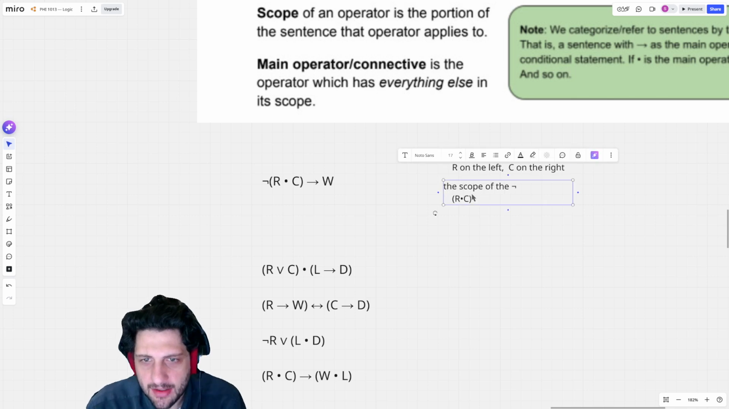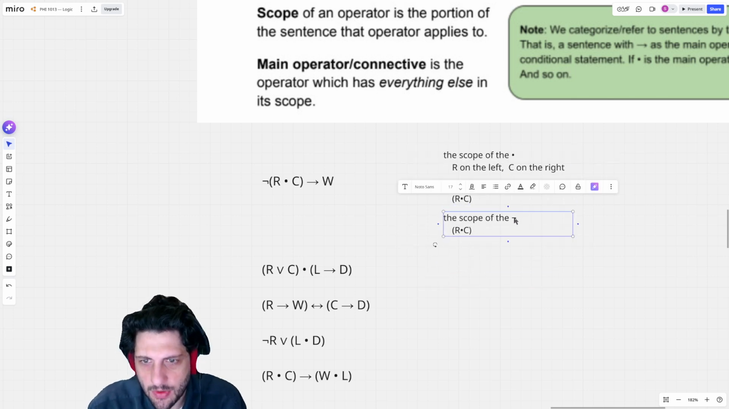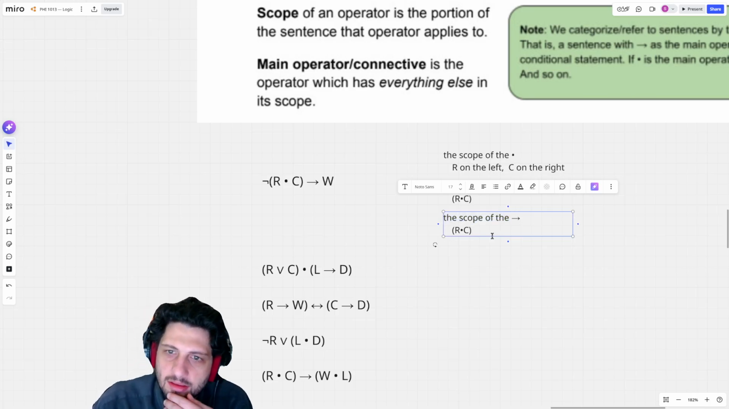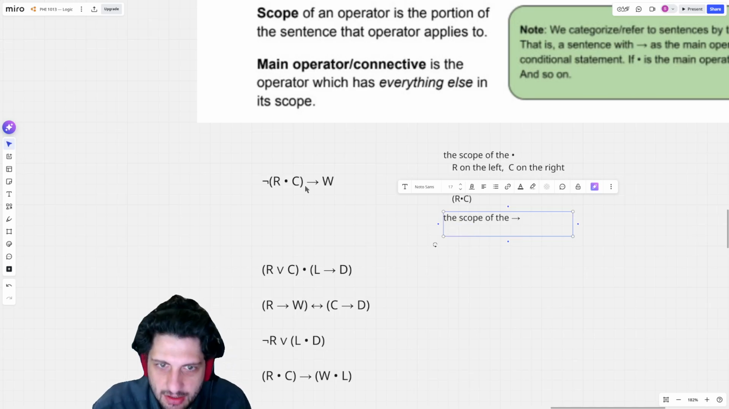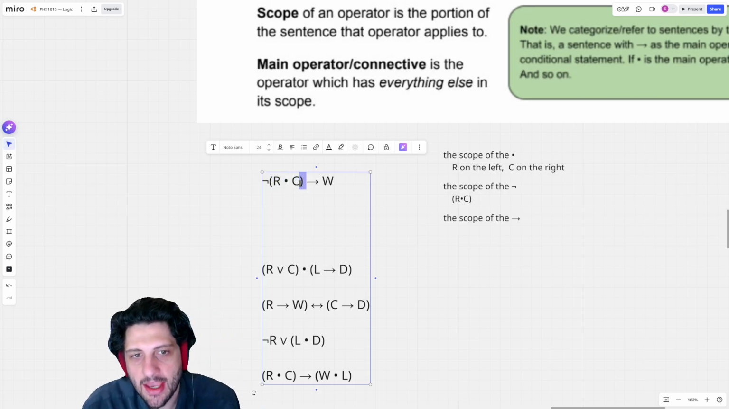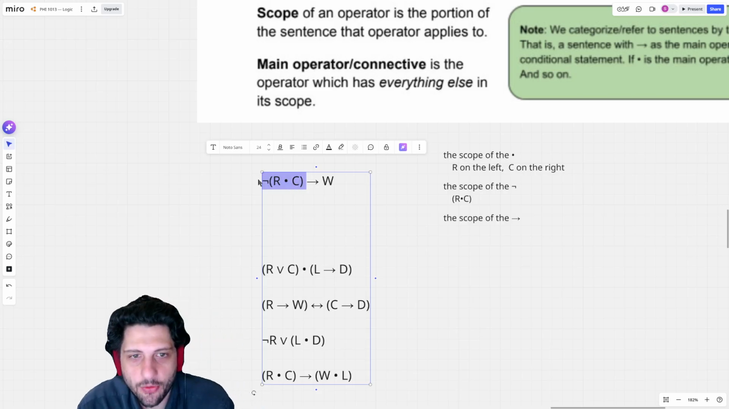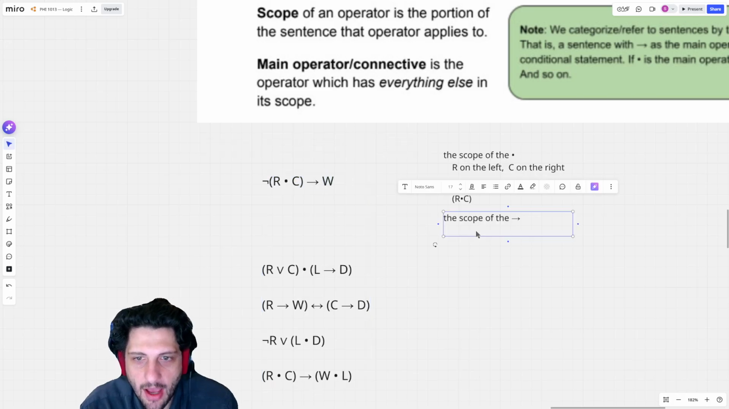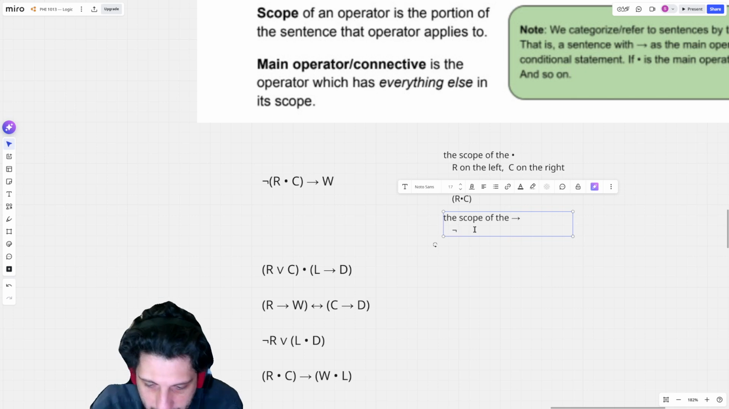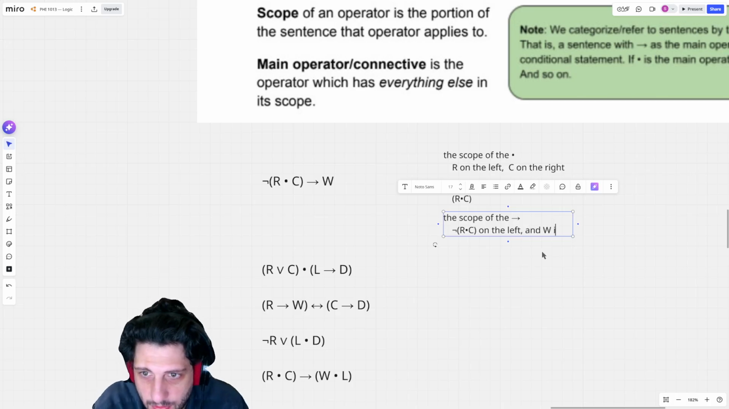And then finally, we can ask, what is the scope of the last connective we have here? The scope of the last connective is not just the R and C, because it's taking that entire left side. It's saying if it's not the case that both R and C, then W would happen. So the idea is it is this whole thing on the left and W on the right.